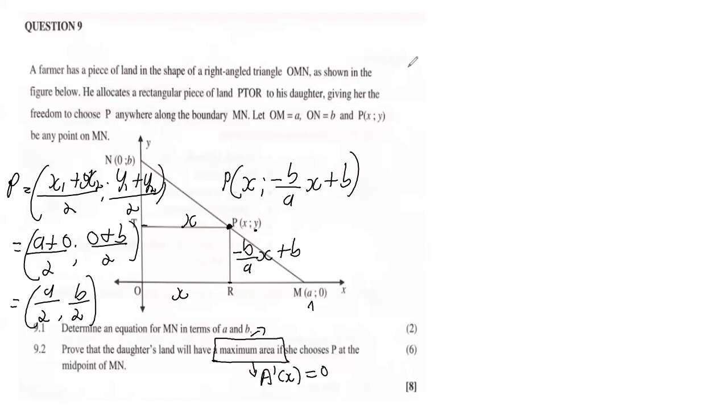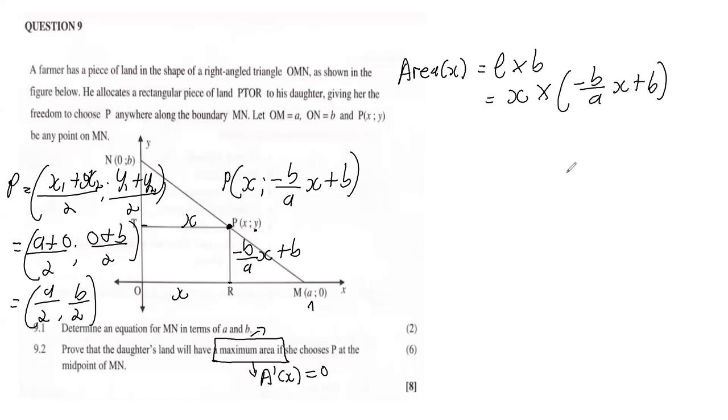Okay, so now the area in terms of x has to be length times breadth. Since we know it's a rectangle, it's length times breadth. Our length is x, but then our breadth is this whole expression here, negative b over a, x plus b, right? Then that means our area in terms of x will now have to be, if we multiply here, negative b over a, x squared, and then if we multiply there, plus bx, right?